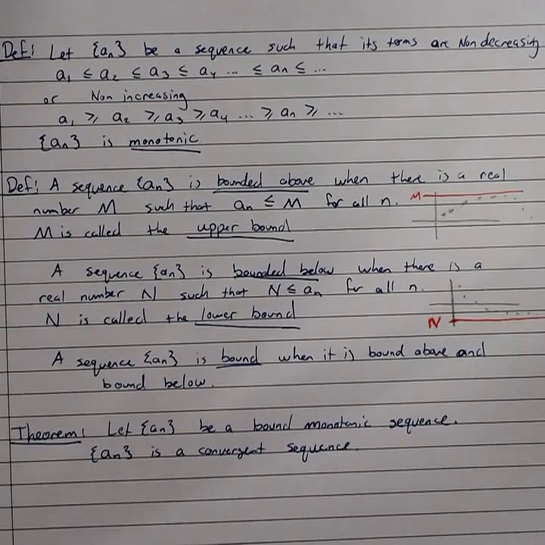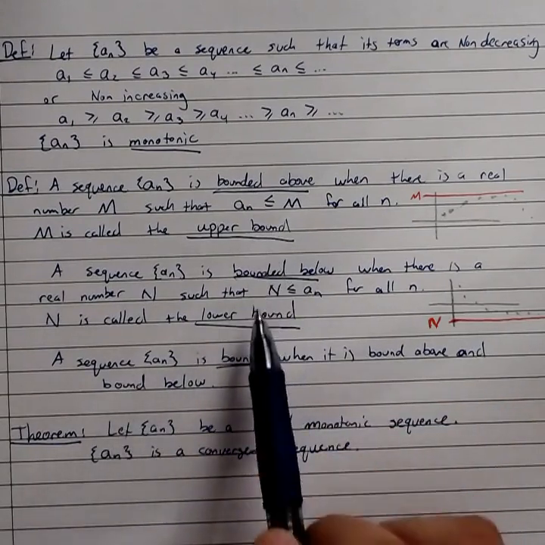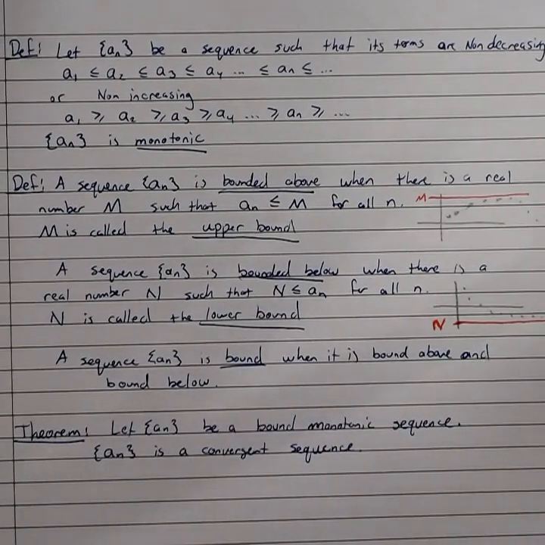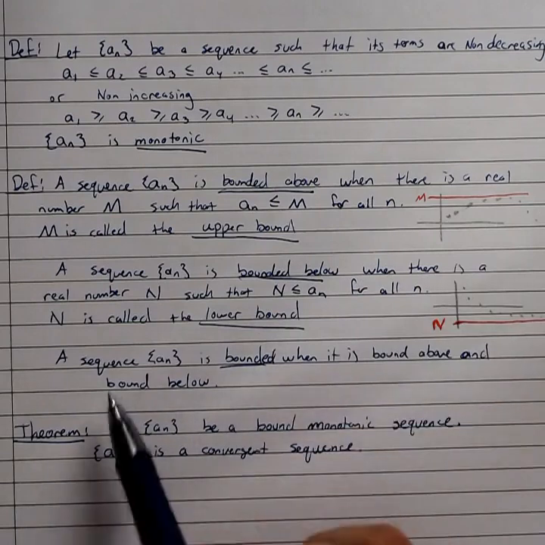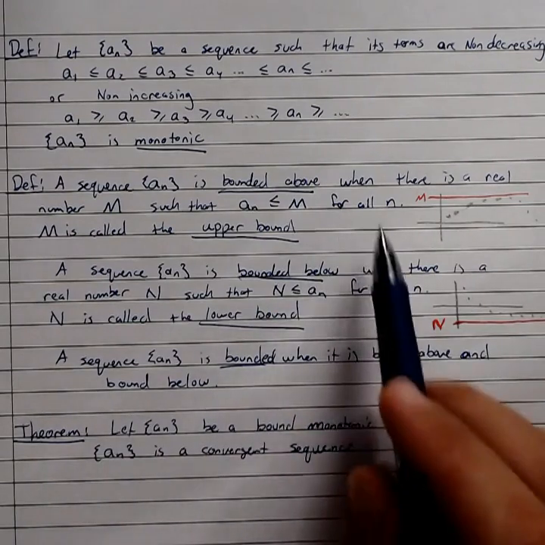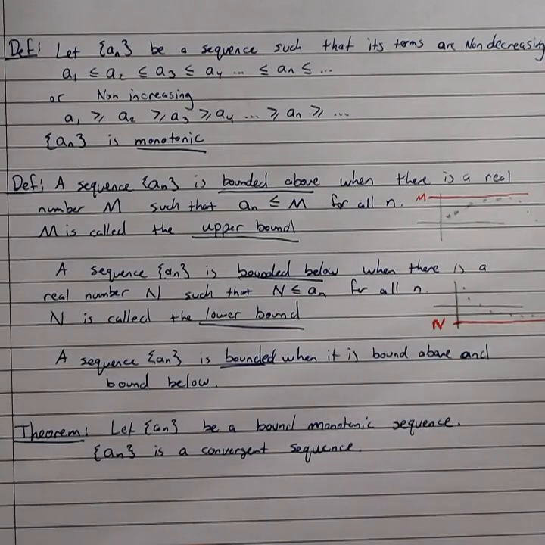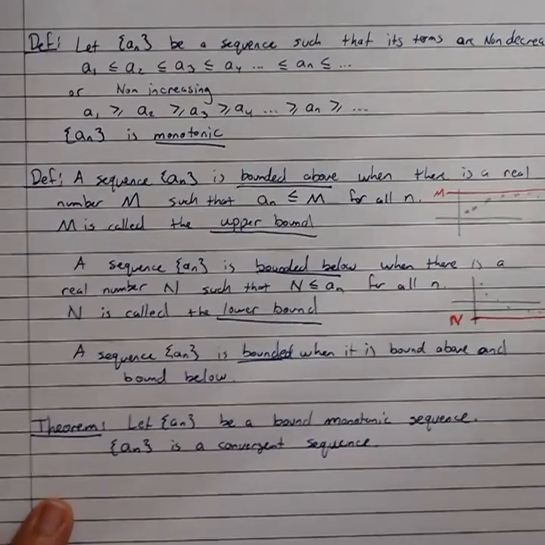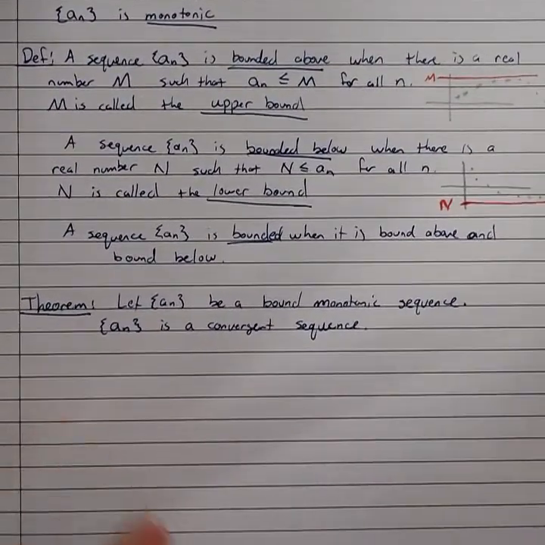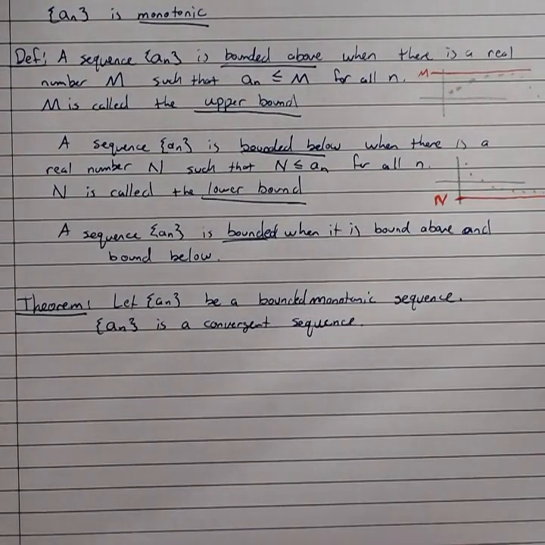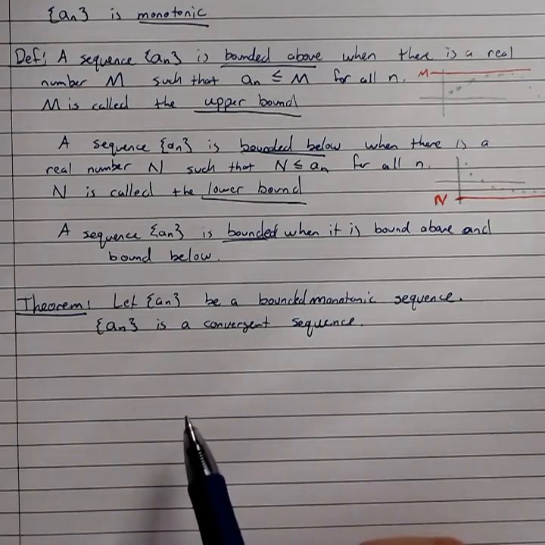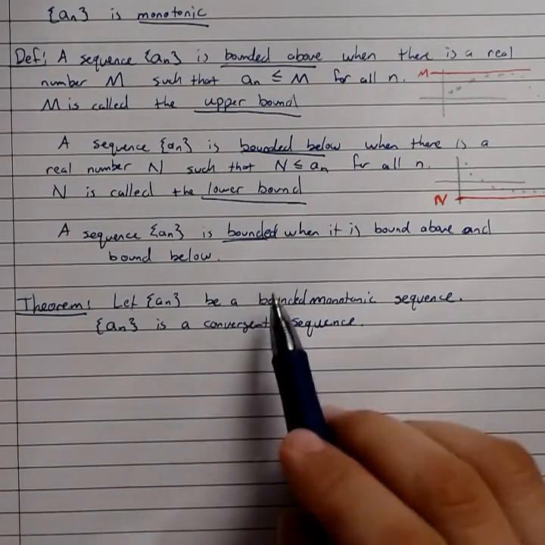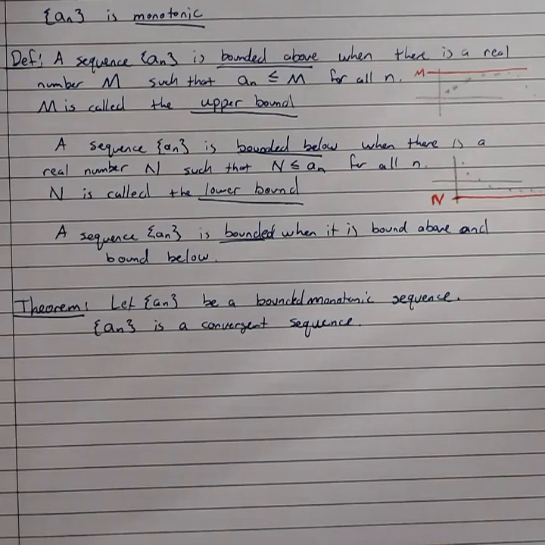All right, so if we have both of those, then we say the sequence is bounded. So the sequence A sub n is bounded when both of these things are true. It's bounded above and below. Okay, so that brings us to our theorem here. Let A sub n be a bounded monotonic sequence. So it's bounded above and below, and it's monotonic. It's either always non-increasing or it's always non-decreasing. If both of those things are true, if it's bounded and monotonic, then our sequence is convergent.